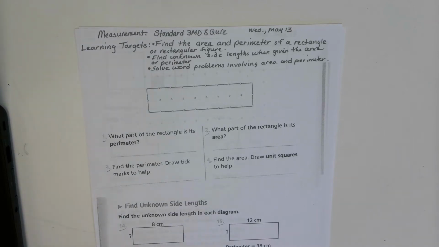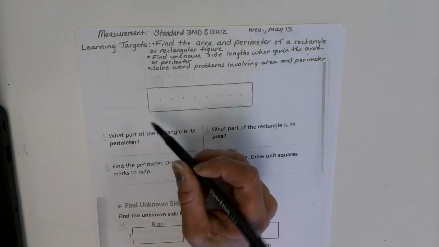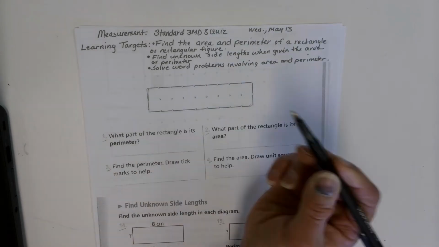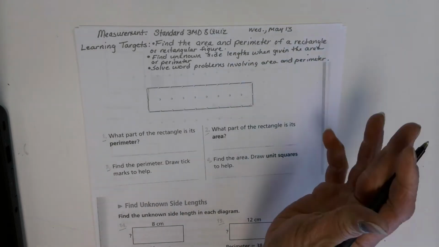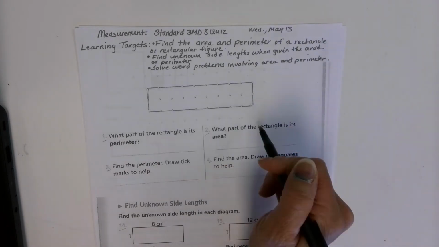Today we are going to find the area and perimeter of a rectangle or rectangular figure, find unknown side lengths when given the area or perimeter, and solve word problems involving area and perimeter. So let's start with this rectangle. And we know perimeter is the distance around. So it's the outside, like if you were going to do a fence for your yard to keep your dog in, or a garden area.